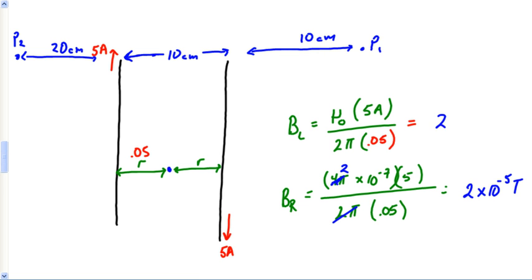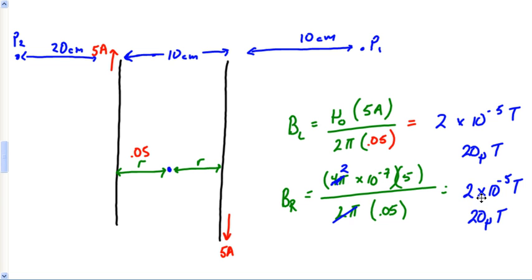And the other one would be the same thing, 2 times 10 to the negative 5 Tesla. You could even write 20 microteslas down for each one of these if you wanted to. Now, this is the only thing we really have to pay attention to. We figured out what B is for both wires. We figured out each one's magnetic field strength.